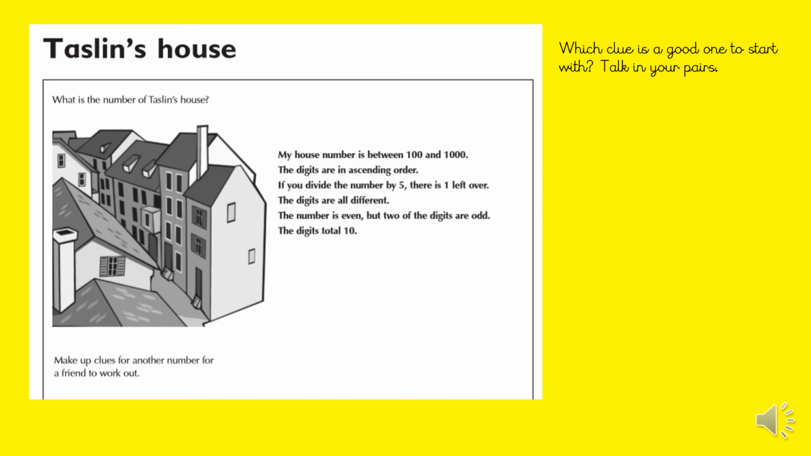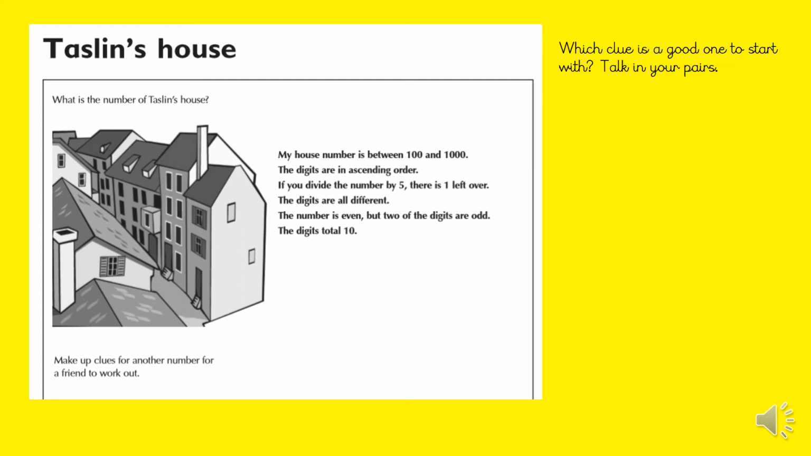So then we've got another challenge for you. Again, you can print this out, but you really don't need to. You can just work from the screen if you want to. So this problem is called Taslin's house. What's the number of Taslin's house? And there's some clues that help us there. My house number is between 100 and 1000. The digits are in ascending order.